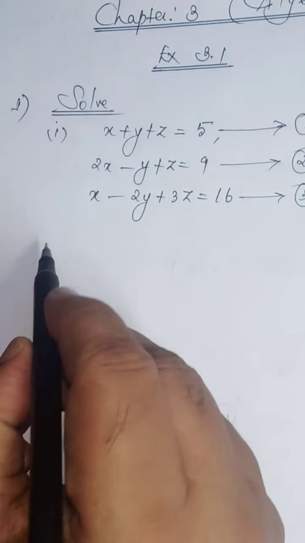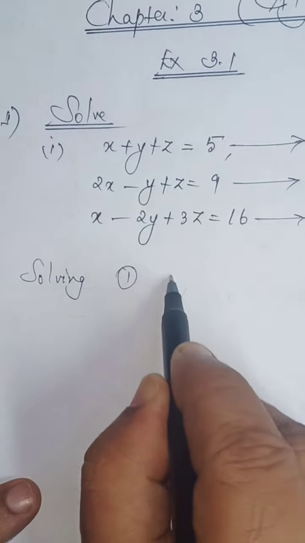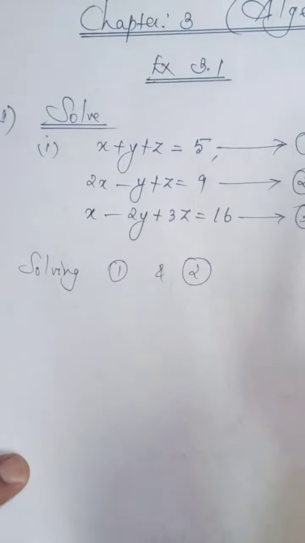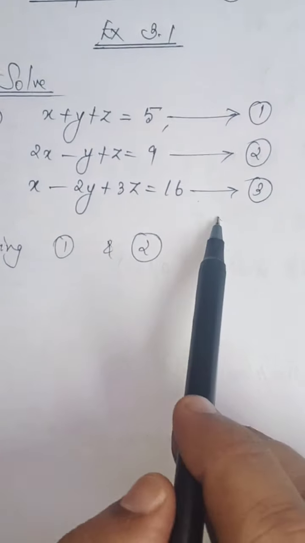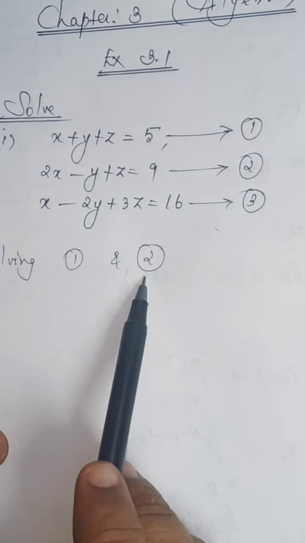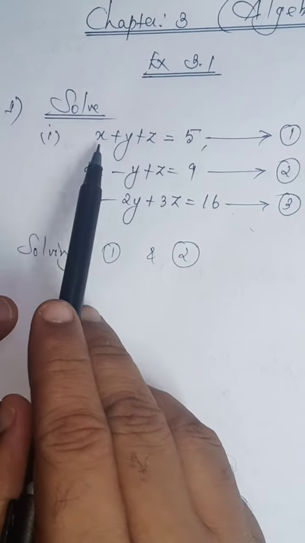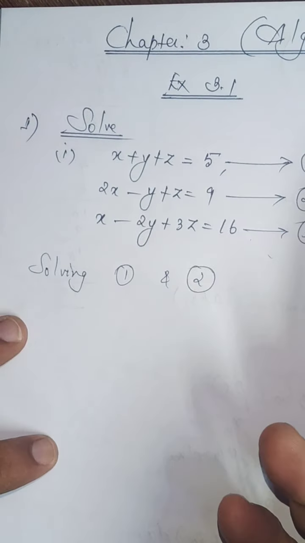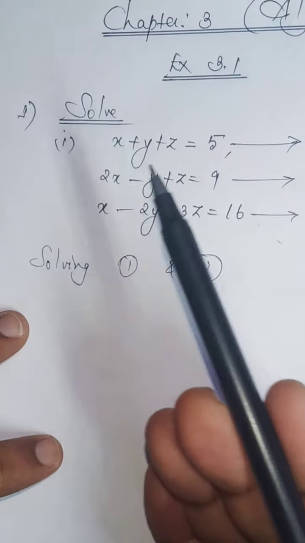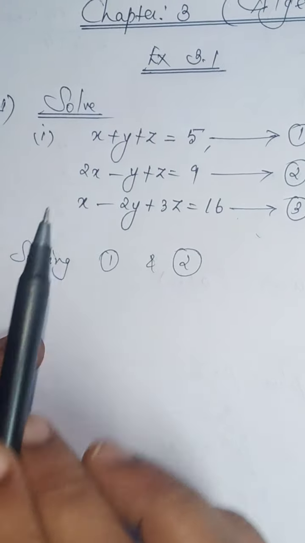Right, now I am going to solve 1 and 2. Solving 1 and 2. Take any one pair. Can take 1 2 or 2 3 or 1 3. I am taking 1 and 2 first. Out of these three variables x, y, z, any one variable can be eliminated, either x or y or z. I am going to eliminate x.